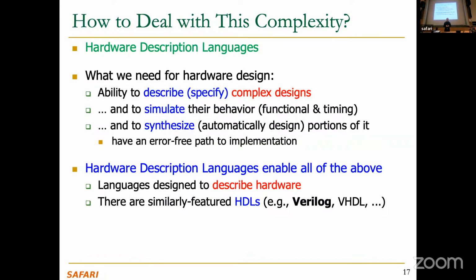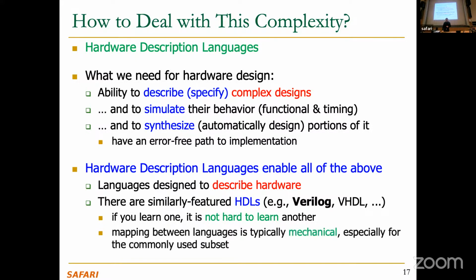So what you're going to be doing is very similar to what people do when they design real hardware. The pictures that I showed you basically are designed using versions of these hardware description languages. There are also somewhat higher level languages that we may talk about as well. But basically, if you learn one of these languages, it's really not hard to learn another. And if you're actually good at one of them, you can design hardware relatively quickly, and you will have some skills that are very sought after today. Because if you're good at them, you know how to optimize the hardware designs as well. Mapping between languages is typically mechanical because there's always a commonly used subset between them. We're not going to talk about those as much.